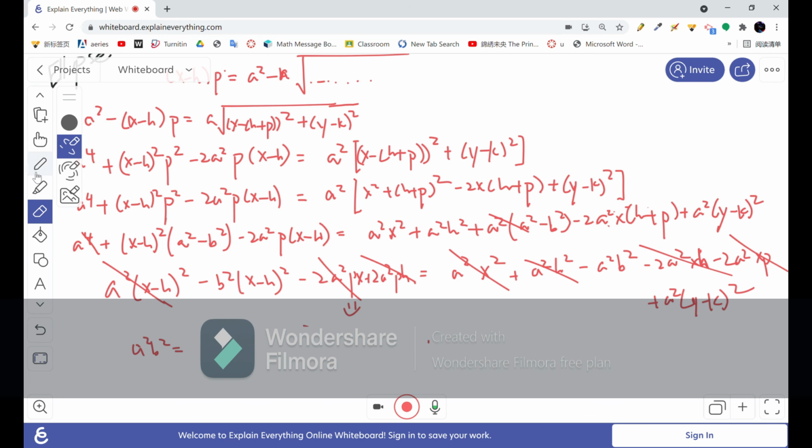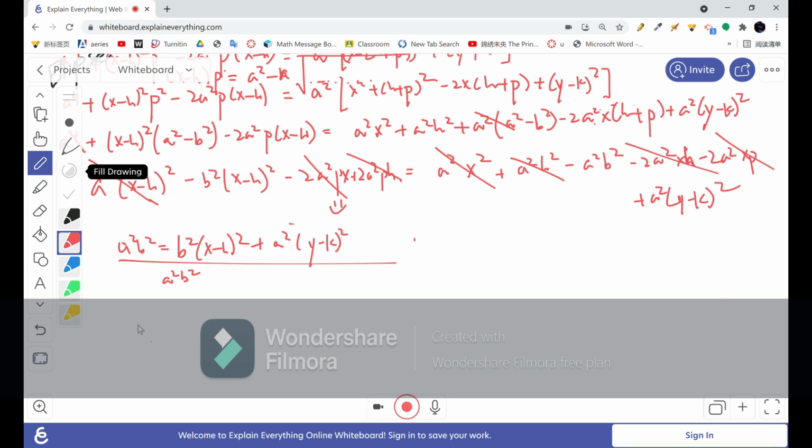Is equal to b squared times x minus h squared plus a squared times y minus k squared. When we divide the entire thing by a squared b squared, we get to the conclusion that you have x minus h squared over a squared plus y minus k squared over b squared equal to 1, which is our equation for the ellipse.